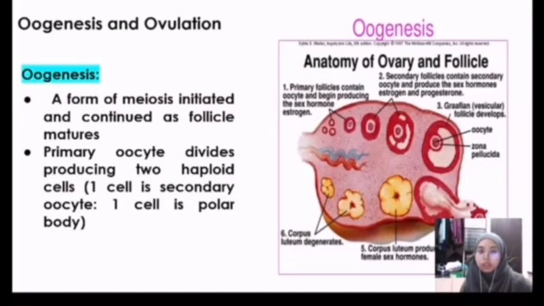So for the oogenesis and ovulation, as a follicle matures, oogenesis, a phase of meiosis initiates and continues, and the primary oocyte divides, producing two haploid cells, which are the secondary oocyte and the polar body.